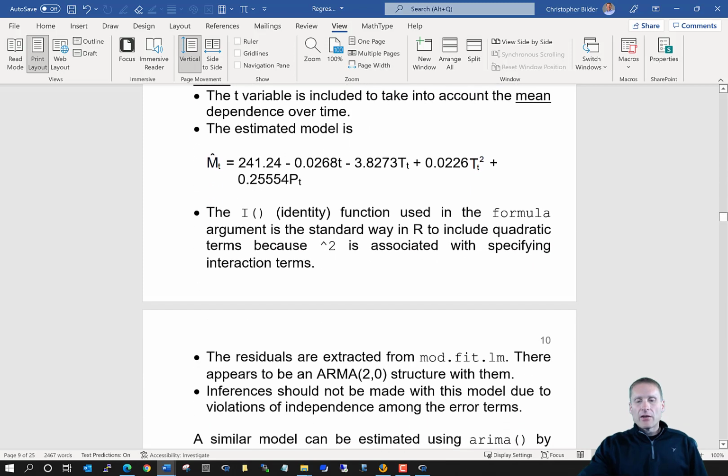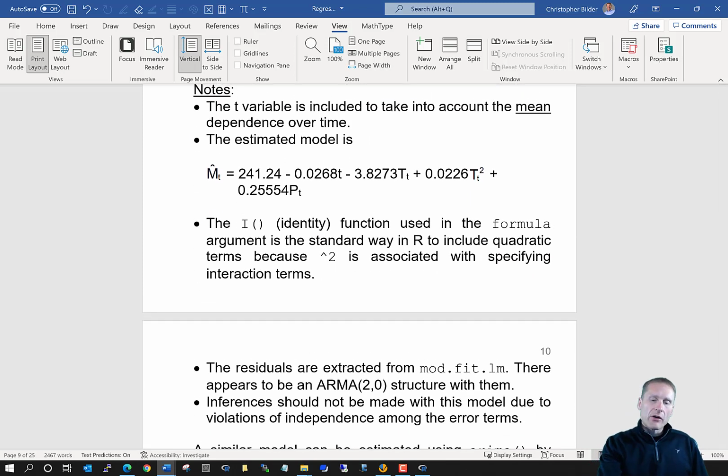Okay, so some notes. I could go ahead and write out my estimated model based upon what's given in the output. So for example, here's that beta hat 0 that I pointed out before. Since this is an estimated model, the convention is to actually write out m hat sub t with that particular model.